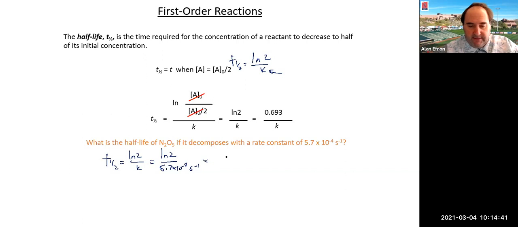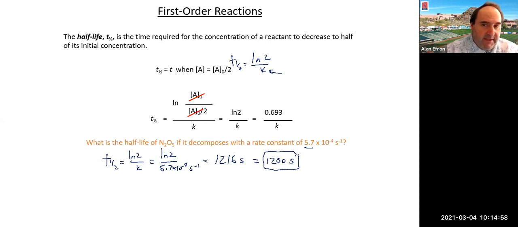If we do that, we end up with something like 1,216 seconds, with 2 sig figs. You might want to take that back down to 1,200 seconds, which is about 20 minutes, give or take. Any questions on that calculation? Okay.